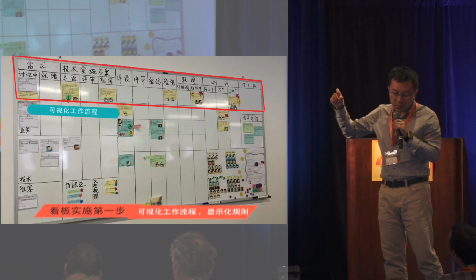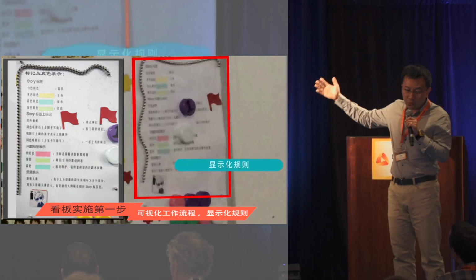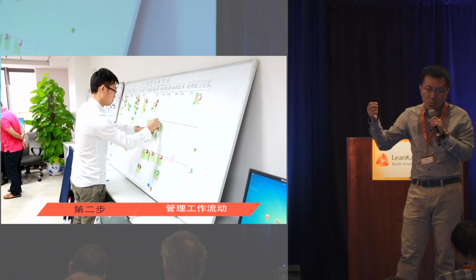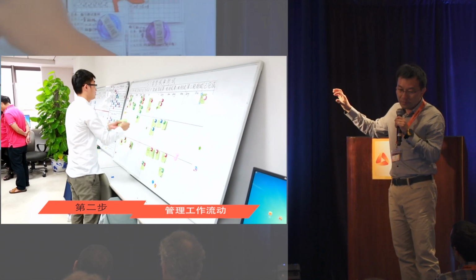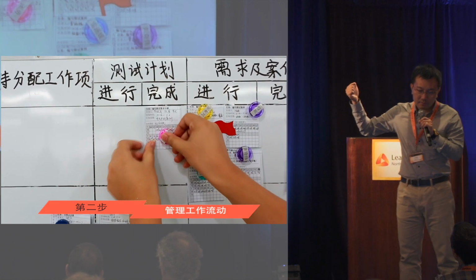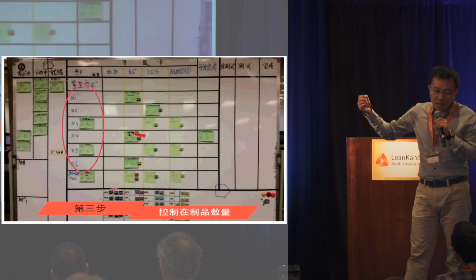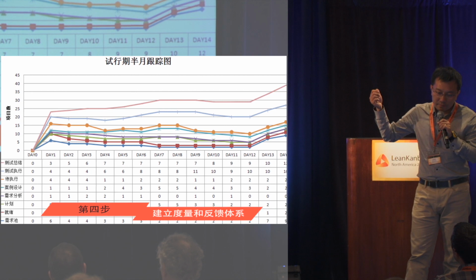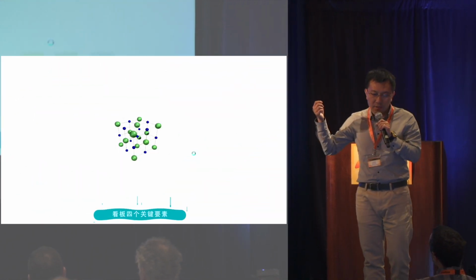This is one of the first things: we should visualize what we are doing, and we have some rules for the teams. The second is that we have to manage the workflow of our work from in progress to done. And the second thing, we have to do some WIP limits, and we also do some measurement and metrics. There are maybe 4 key things.